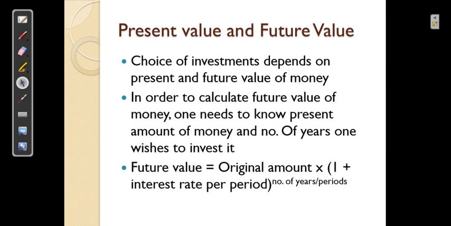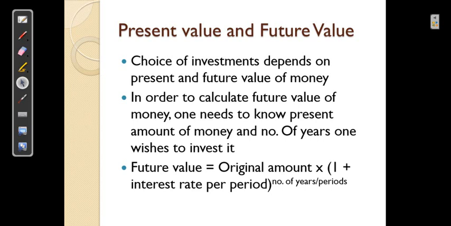So future value of money can be calculated through this easy and simple formula. Original amount, which basically means how much money you have in your hand which you want to invest, multiplied by 1 plus interest rate per period. So interest rate per period is generally given. So from whichever institution you are taking a particular scheme, whether it's a post office or a banking institution or a financial institution, they will give you the rate of interest per period, and you need to add this with 1. So 1 plus interest rate per period, the whole raised to number of years or periods.